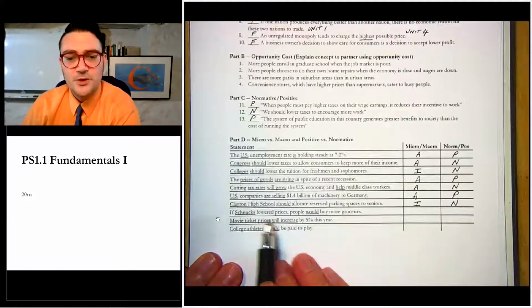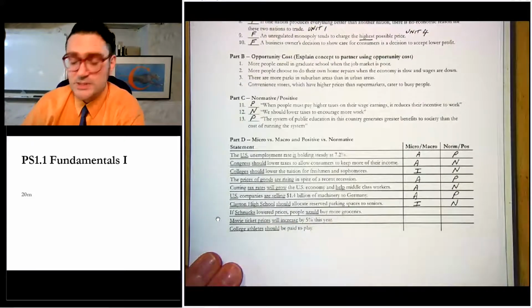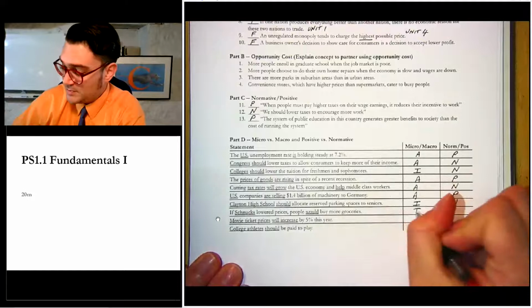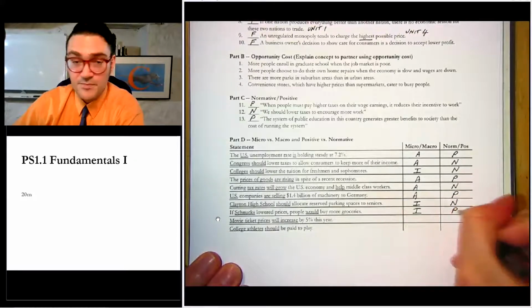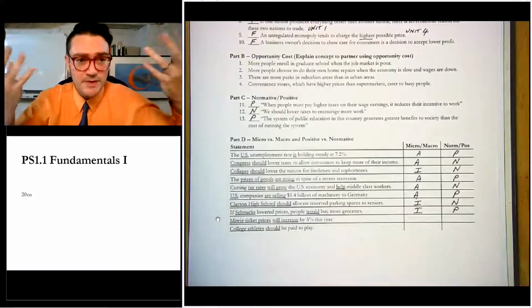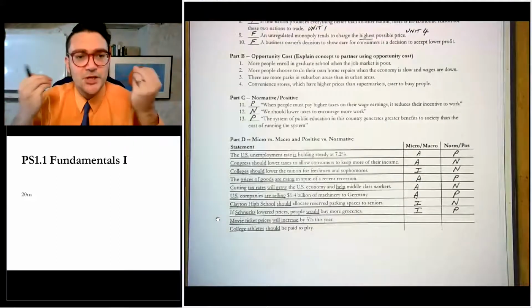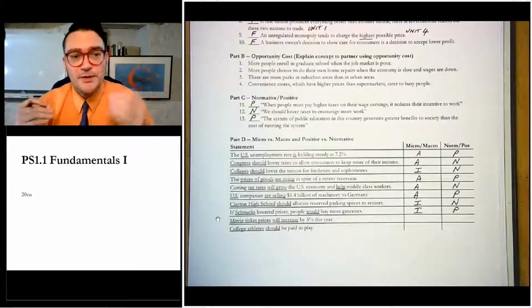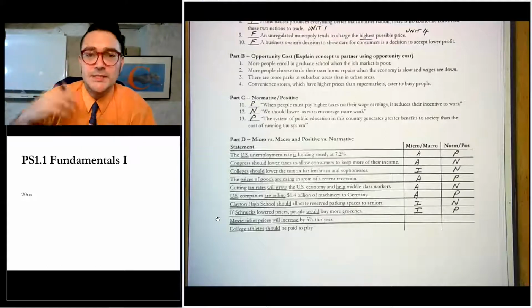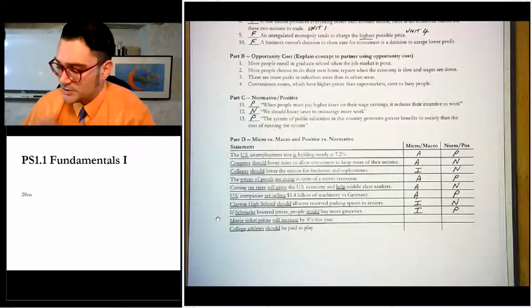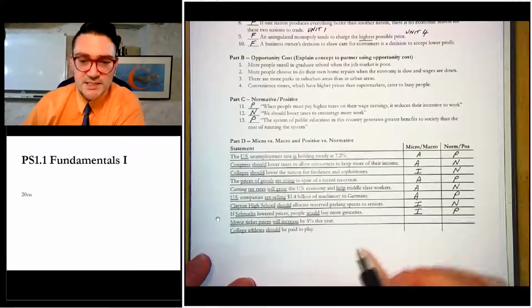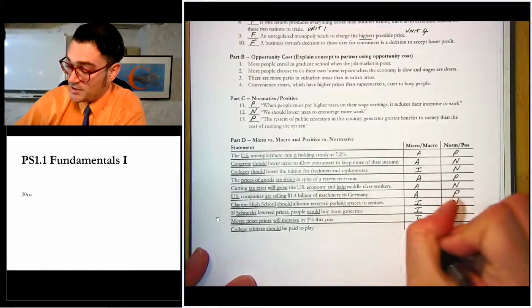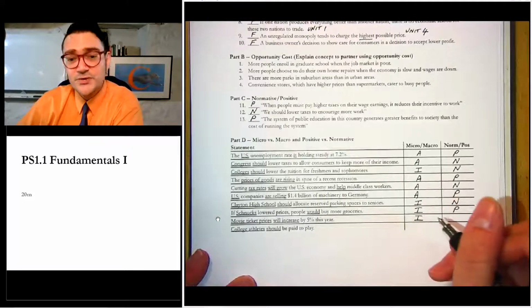If Schnucks lowered prices, people would buy more groceries. Schnucks is a grocery store here, so we would say micro. And this is actually a true statement. If there are lower prices, people buy more of the stuff. It's literally a law in economics. We call it the law of demand. Prices are inversely related to the quantity of things that people purchase. So that is a true statement. It's just positive.